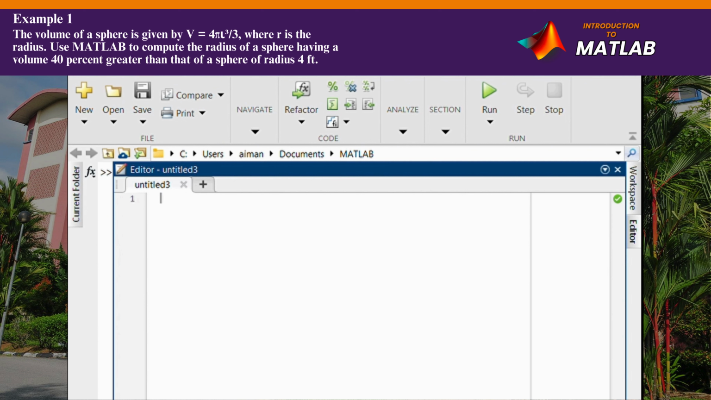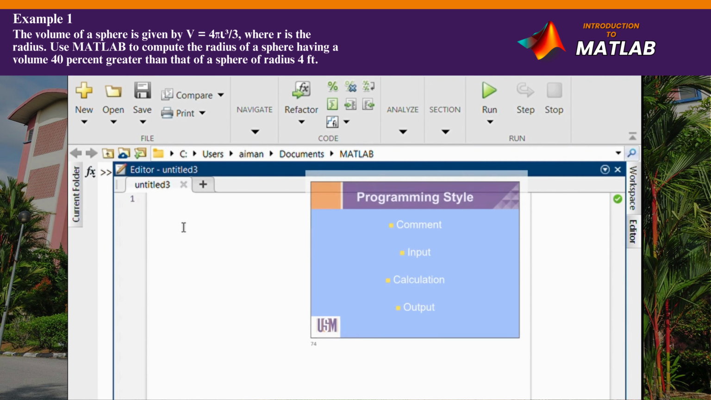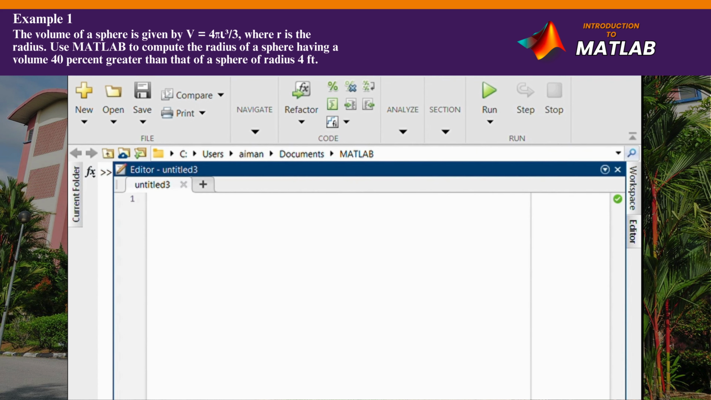To solve this problem in MATLAB, we are advised to use the programming style. As stated in the lecture note of introduction, the programming style starts with comment section, followed by input section, calculation section, and lastly output section. You can read further about this in the lecture notes if you don't understand. Now, let's get started. We start with the comment section.